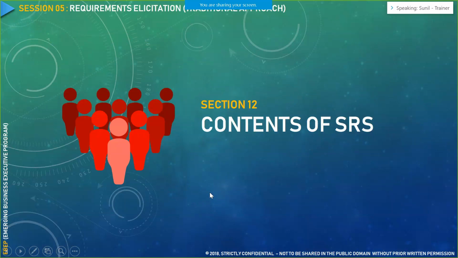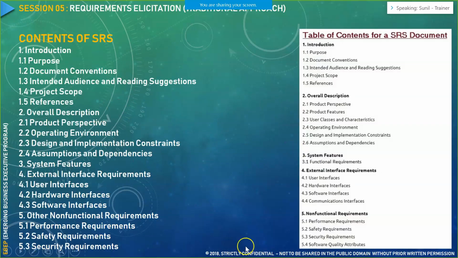Now we saw the characteristics of an SRS, what an SRS is. Now we will see what the contents of an SRS are. So this is how your SRS contents are organized. It would have an introduction, a purpose, document conventions, and the intended audience, who would be using that particular software requirement specification.